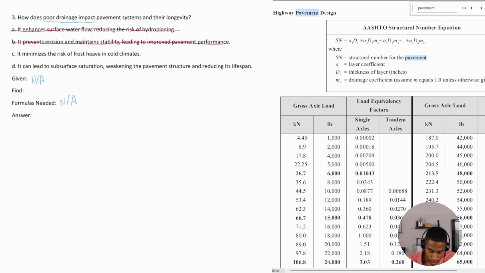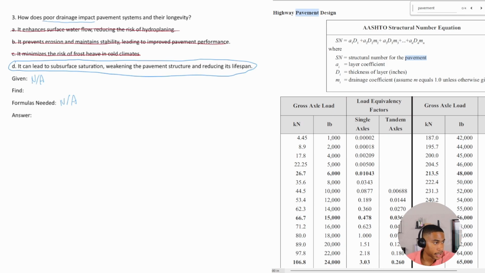C, it minimizes the risk of frost heave in cold climates. Well, if you have water sitting on a pavement and it's cold, it's not going to prevent frost. Water sitting in cold temperatures on a road is not good. D, it can lead to subsurface saturation, weakening the pavement structure and reducing its lifespan. Yeah, anytime you have poor drainage, it's normally going to cause problems. It's not going to help anything.